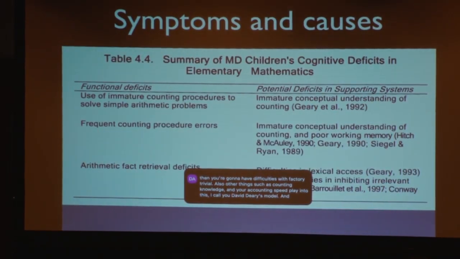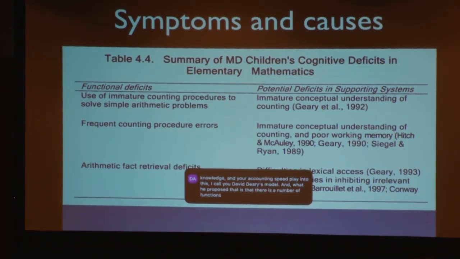And what he proposed is that there are a number of functional deficits as well as potential deficits in supporting systems. So, as I've already said to you, children with developmental dyscalculia are typically found to use immature counting procedures to solve simple arithmetic problems. And this is probably because they are starting out with an immature conceptual understanding of counting. So this is already the kinds of foundations that are laid in kindergarten when we teach children the counting principles, right? When we teach them that counting allows you to determine the total number of items in a set, when we teach them that the number sequence is ordered, when we teach them how to skip count, that's all laying the foundations for their later arithmetic development.